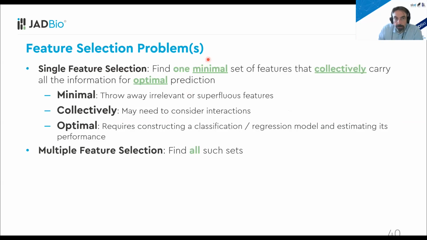So how do we define feature selection? We seek to find a minimal set of features, a minimal size set, as small as possible, that collectively, meaning not when you look at these features one by one, but jointly, combinatorially, carry all the information for optimal prediction. So considering only them doesn't lose any information, you still get the best model possible.